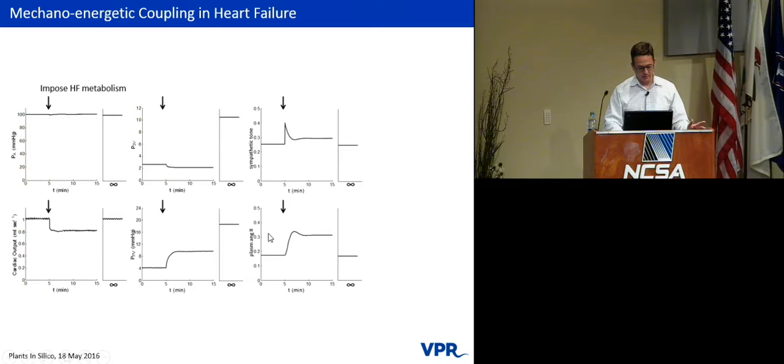So we're not really modeling the remodeling process. We're not simulating what's going on. You know, development of heart failure in our rat model takes months. In humans, it takes years. But we're going to just turn the switch computationally. We're going to turn on heart failure metabolism. And what happens to arterial pressure is almost nothing.